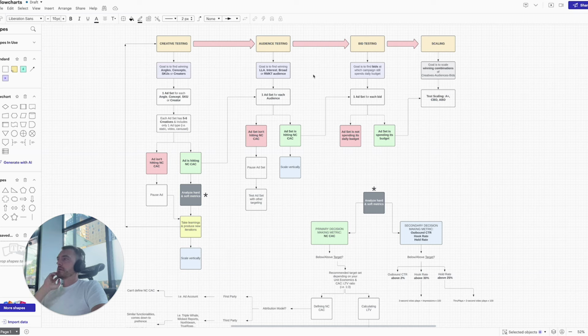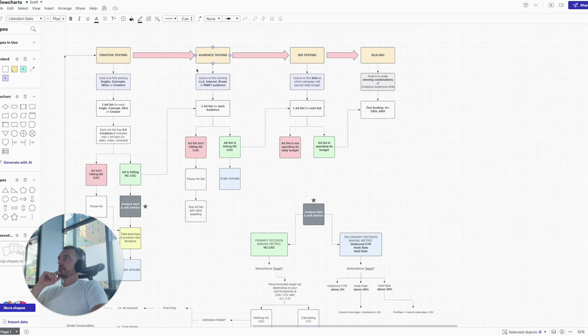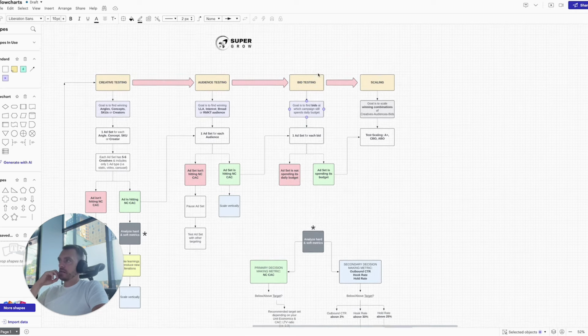Not really recommended, but honestly I don't like to spend too much time here. Usually when an ad is converting well in this step, then it's probably going to work well in this step as well. If it's not working well in this step, it's not going to work. So if it's hitting NCCAC, again, we can scale 10 to 20% daily after a good performance. And then we take the combination of winning creative, winning audience. We can test bids for it.